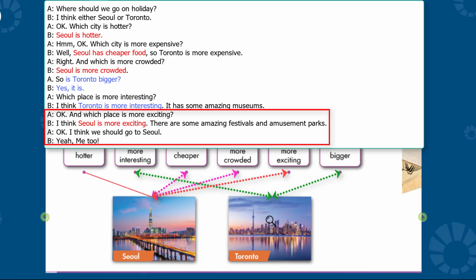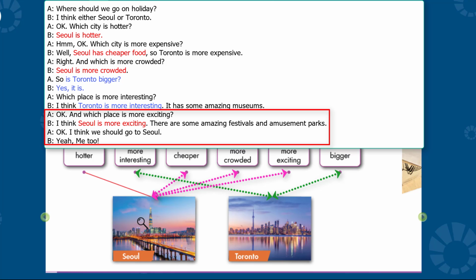Okay, and which place is more exciting? Nơi nào thì thú vị hơn? I think Seoul is more exciting. So we draw line more exciting to Seoul, right? Here are some amazing festivals and amusement parks. Nó có gì? Nhiều lễ hội và nhiều công viên giải trí, right? Okay, I think we should go to Seoul.